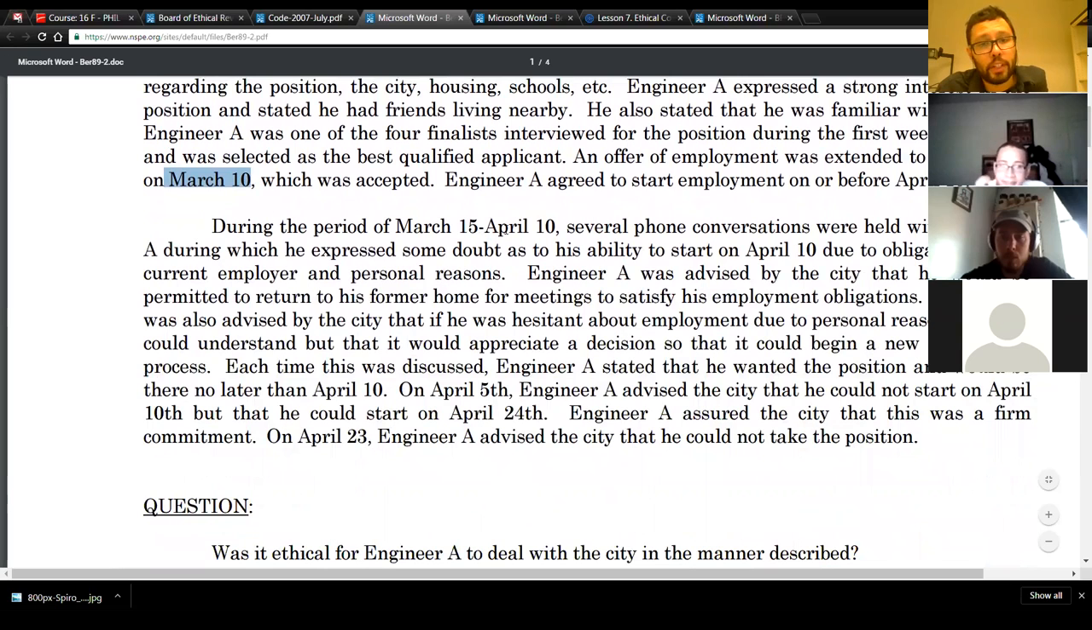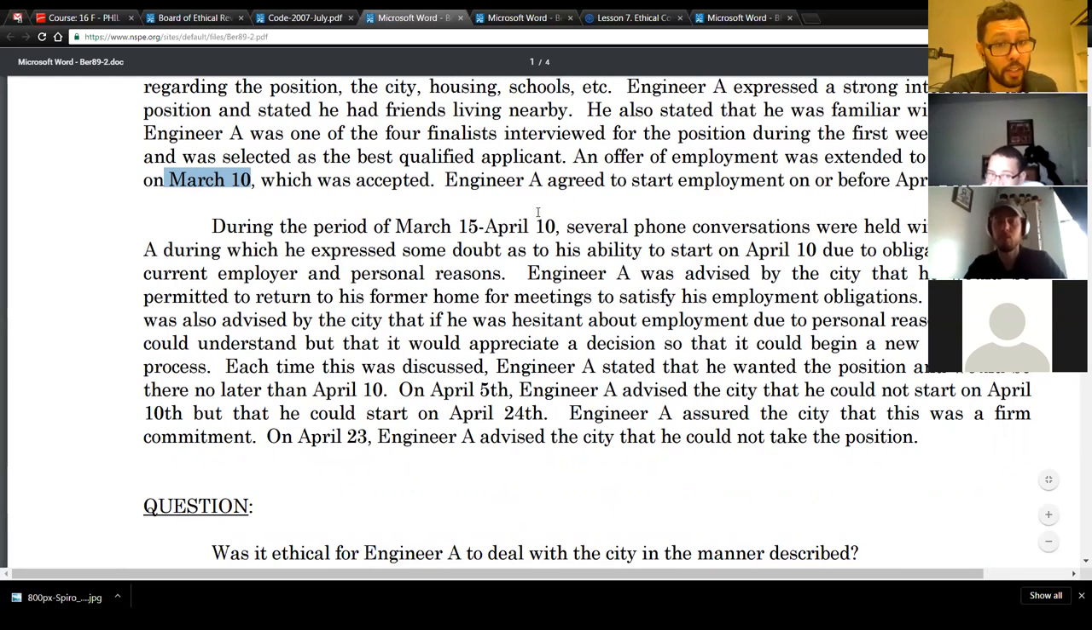But during the period from March 15th to April 10th, several phone conversations were held with Engineer A, during which he expressed some doubt as to his ability to start on April 10th due to his obligations to his current employer and for personal reasons. Engineer A was advised by the city that he would be permitted to return to his former employer for meetings to satisfy his employment obligations.